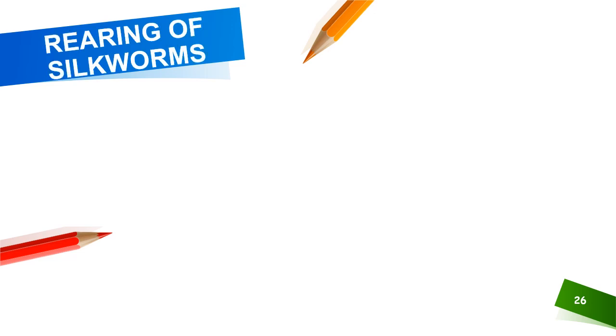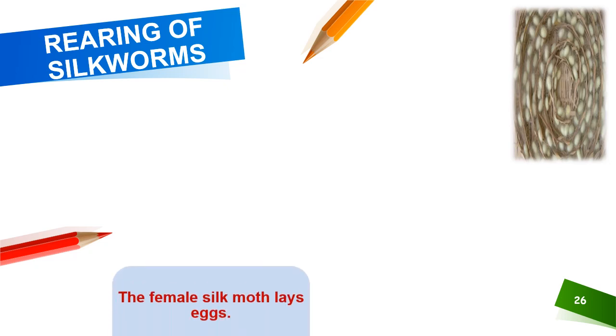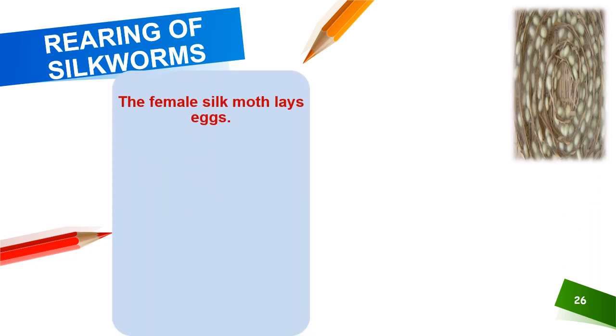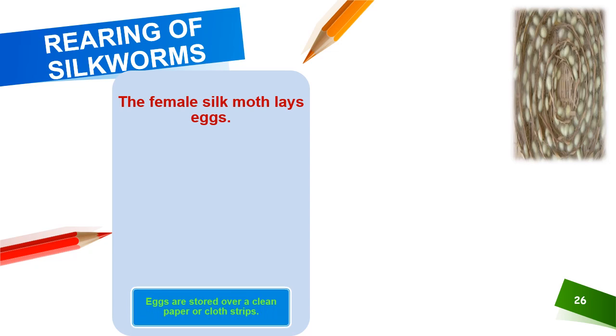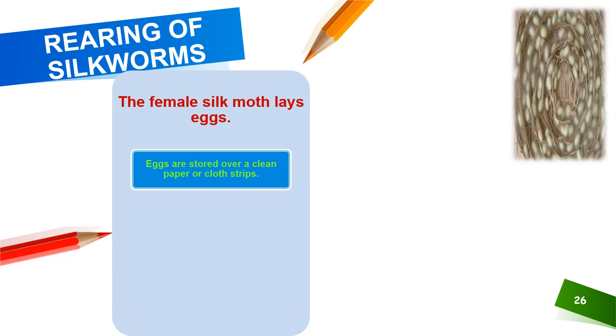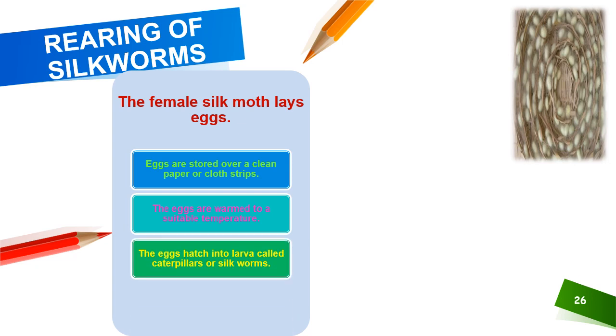Rearing of silkworms. A female silk moth lays hundreds of eggs at a time. The eggs of silk moth are stored carefully on paper or cloth strips and sold to silkworm farmers. The farmers keep these eggs at a suitable temperature and humidity under hygienic conditions. When the eggs hatch, larva or silkworm comes out.